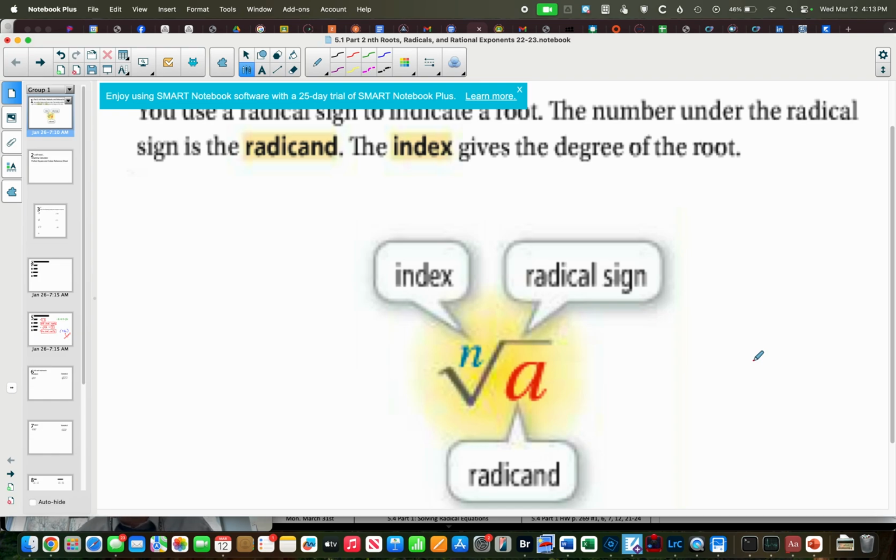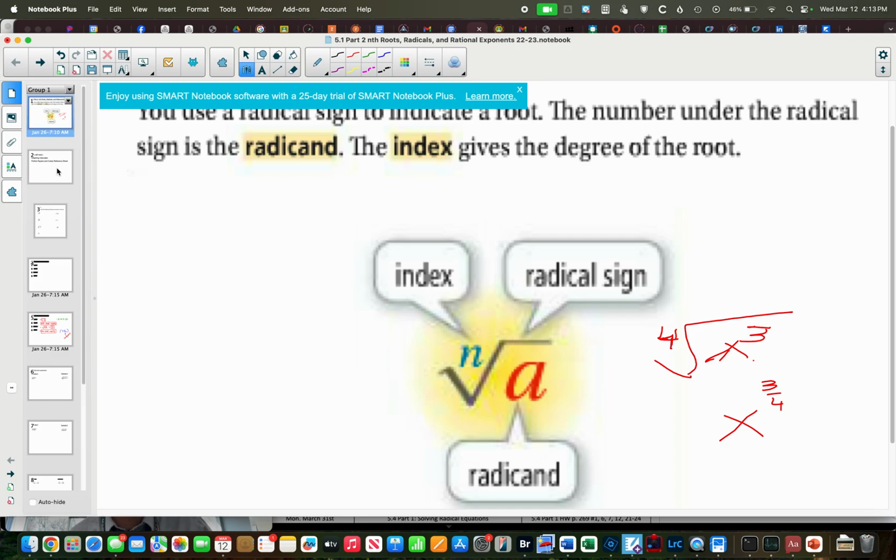The other thing, as far as roots go: let's say you had the fourth root of x cubed. One thing you could do is make this a rational expression. The root is the denominator, and 3 would be the numerator. So this is x to the 3/4 power. We'll get into that later.